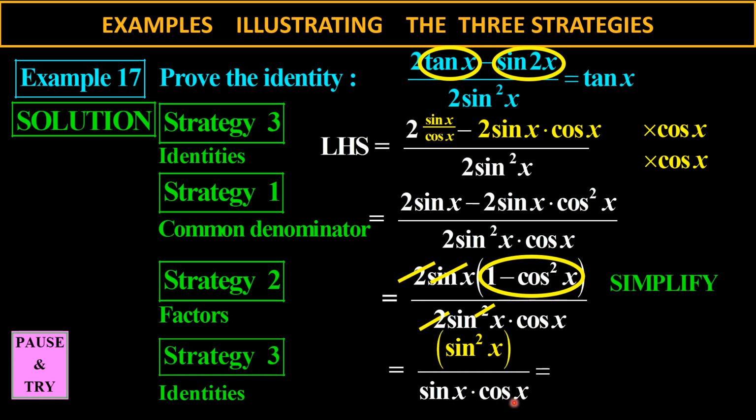And there I've got sin x and cos x. I can simplify by cancelling out the sin x with one of the sin x's in the numerator. And that leaves me with sin x over cos x, which is, that's correct, tangent x. And tangent x, you can see, is your right-hand side. So there we've proved the left-hand side equal to the right-hand side, which means we've proved this identity.